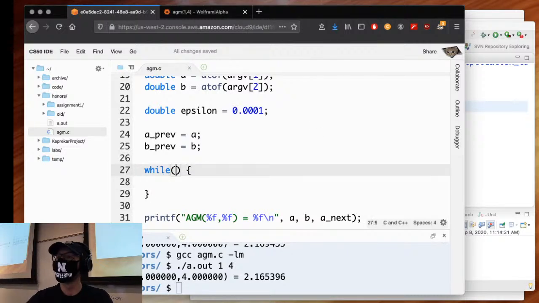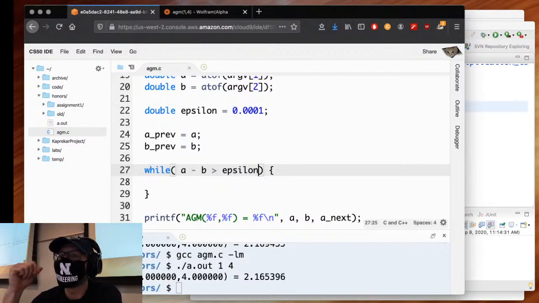And we'll come back and fill that in later. Actually, let's do it now. While A and B are not close enough, right? While the difference between them is larger than epsilon, while A minus B is greater than epsilon, right? Except that I already said that it oscillates, right? It goes up and down, up and down. So the difference between A and B, is that always going to be positive? No, it could be negative, in which case we stop, right? Immediately.